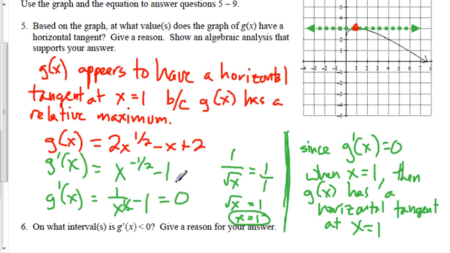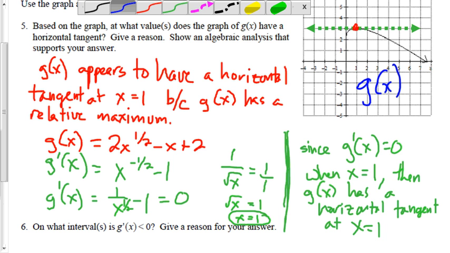So set the derivative equal to 0, solve for x, do a little algebra right here, we get x equals 1. So since the derivative is 0 when x equals 1, then g of x has a horizontal tangent at x equals 1. That's what I just proved.